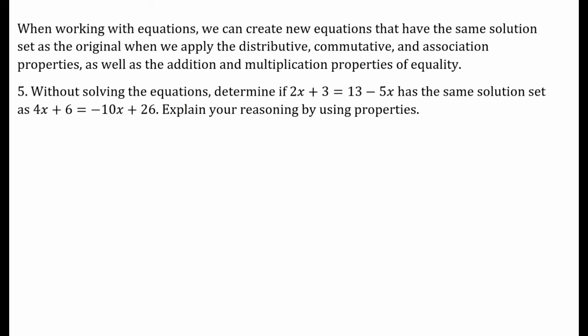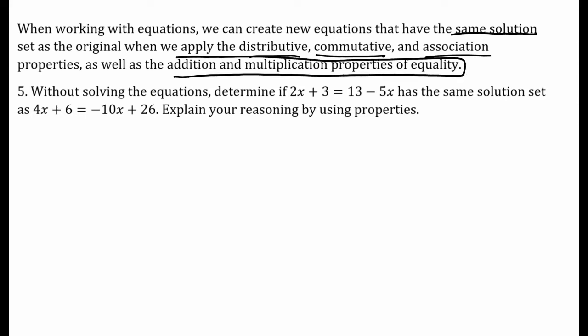So when working with equations, we can make new ones that have the same solutions. I never want to change the solutions to an equation. That would be bad news. We want to preserve the solutions, but I want to change the way they look. So we have our distributive property, which we know and love. Commutative property, switching the order of things, moving people around. The associative property says that I can change the grouping, as well as the addition and multiplication properties of equality. Those are kind of new names that you haven't heard before.